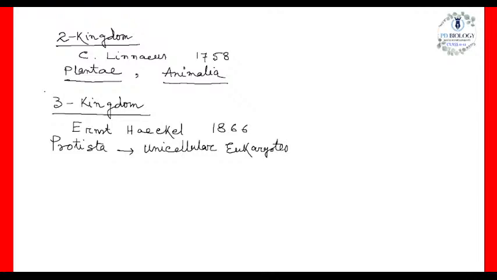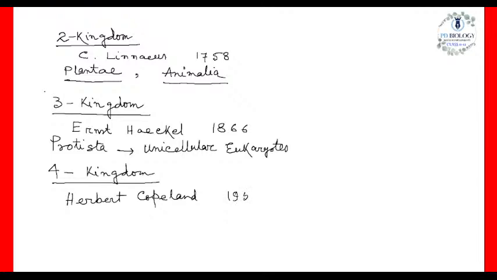But the three kingdom classification also faces a problem: heterotrophic bacteria and fungi are placed along with autotrophic algae. So the four kingdom classification came. And the four kingdom classification is proposed by, yes, very good Ashish, Copeland, that is Herbert Copeland, during 1956.